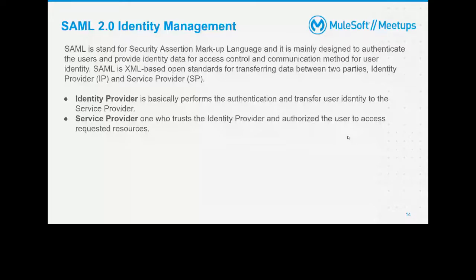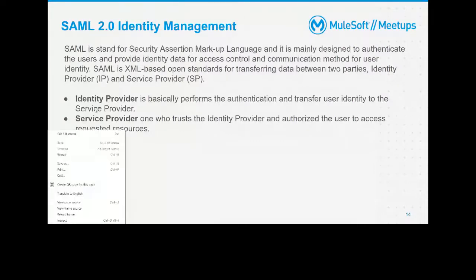SAML is Security Assertion Markup Language. It is mainly designed to authenticate users and to provide identity data for access control, and it is a communication method for user identity. Basically, it is used to authenticate the user and provide access to the required components in the AnyPoint platform. SAML communicates in XML, so the communication between a service provider and the identity provider is in the form of XML.